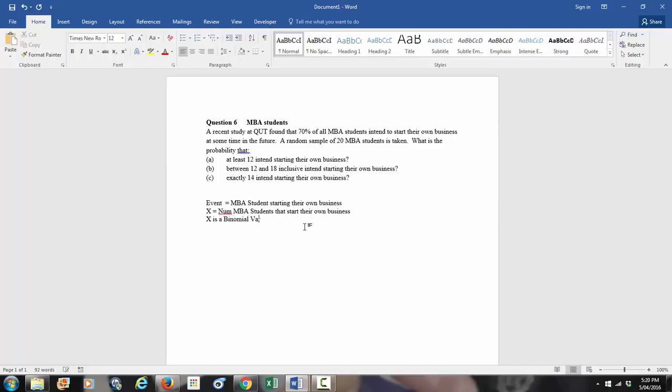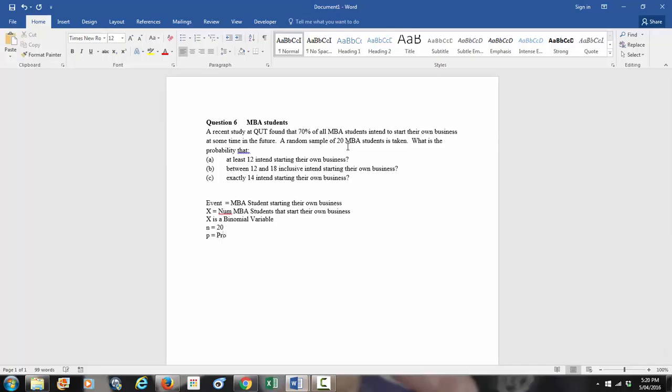So in this case, X is a binomial variable. There are two key parameters that we need to identify when dealing with any question that involves modeling a binomial distribution, and that is N and P. N refers to the total number of events that we're investigating. In this case, we've got 20 MBA students, so N is equal to 20.